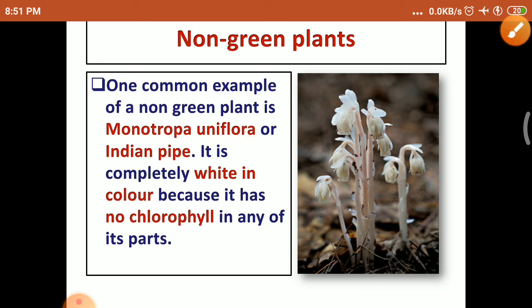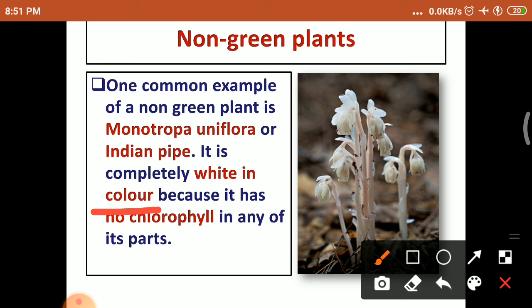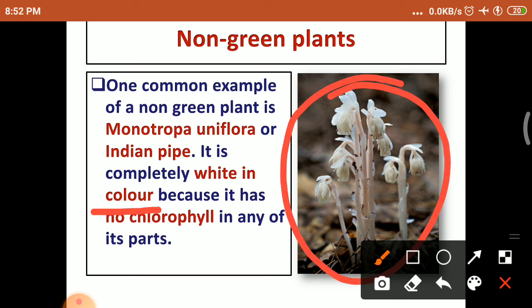See, it is completely white in color and there is no chlorophyll in any of its parts. Due to that, this plant looks completely white in color.